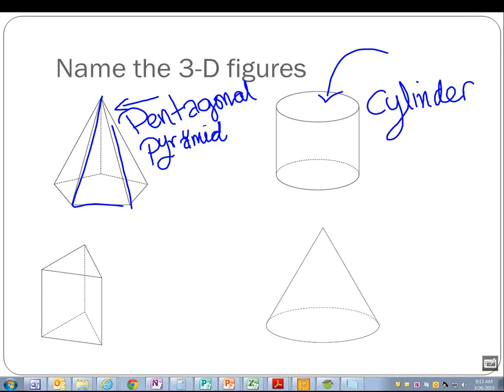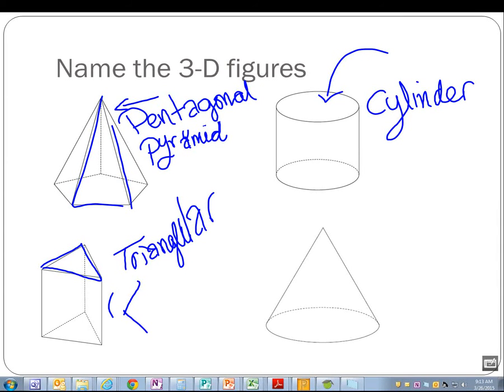Then we have this guy here. We have that shape as a base. Avery? Triangular prism. Here, I can start to write bigger. A triangular prism.